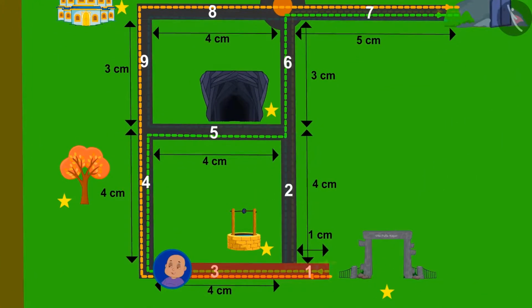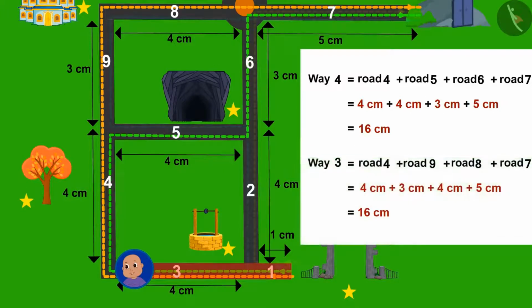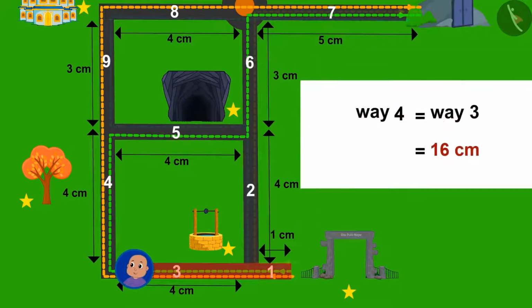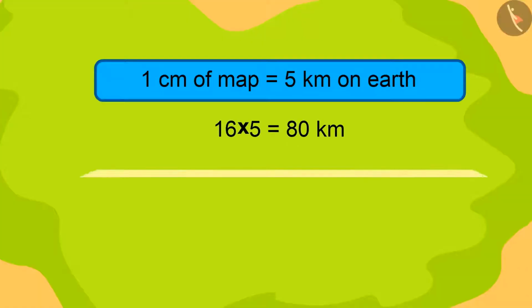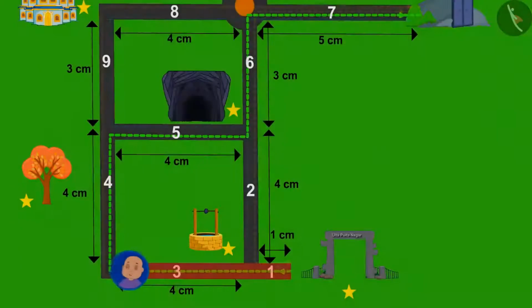Now if Bablu has 2 exit routes, are these 2 paths at equal distance? Find an answer to this question by pausing the video. Absolutely right. Both paths are exactly at the same distance. The total distance on the map is 16 centimeter. So the actual distance would be 16 multiplied by 5. That is 80 kilometer. Now Bablu tried to go out of road number 3.